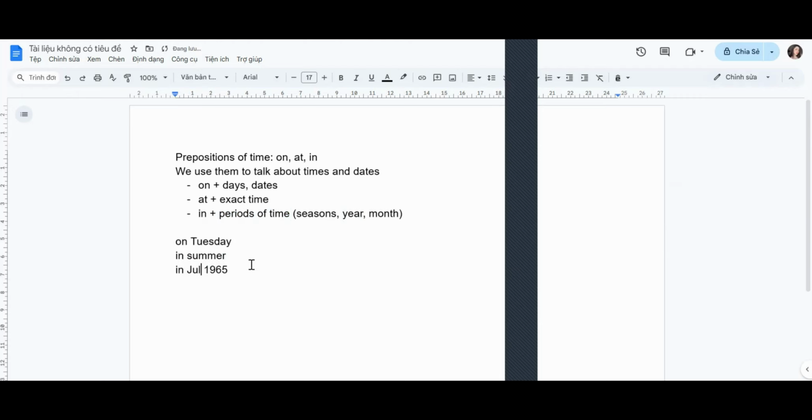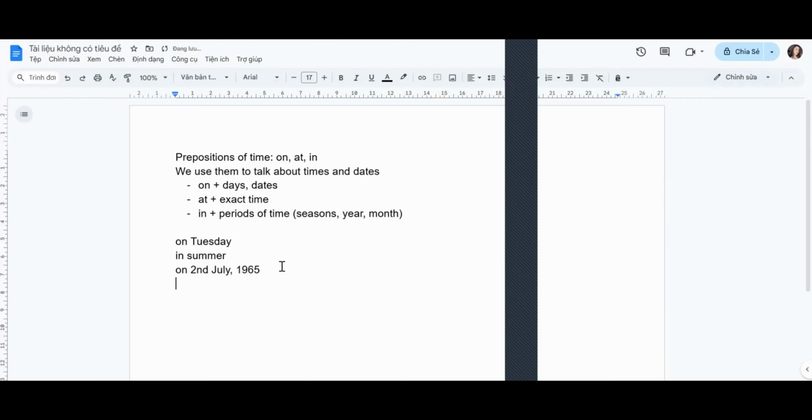What if I add July, in July 1965? So do we still keep in? That's right. We still use in because July is still a period of time, the month. Okay. What if I add the second of July 1965? Do we still use in? No, we use on because this is the date, okay? The date.